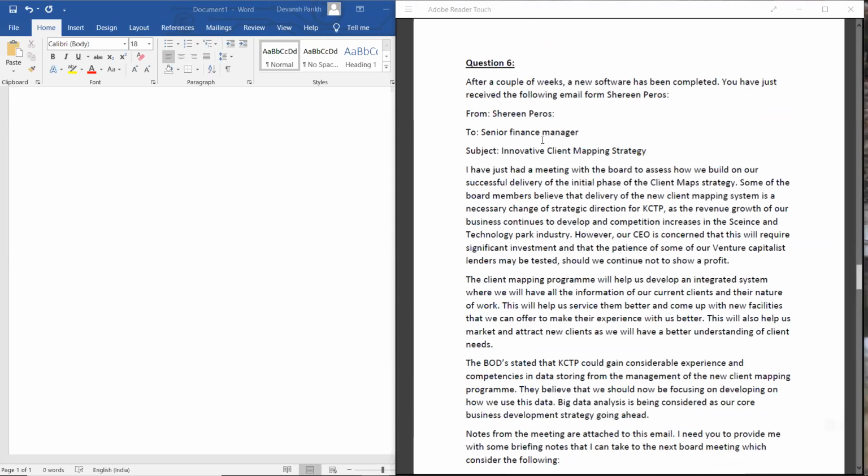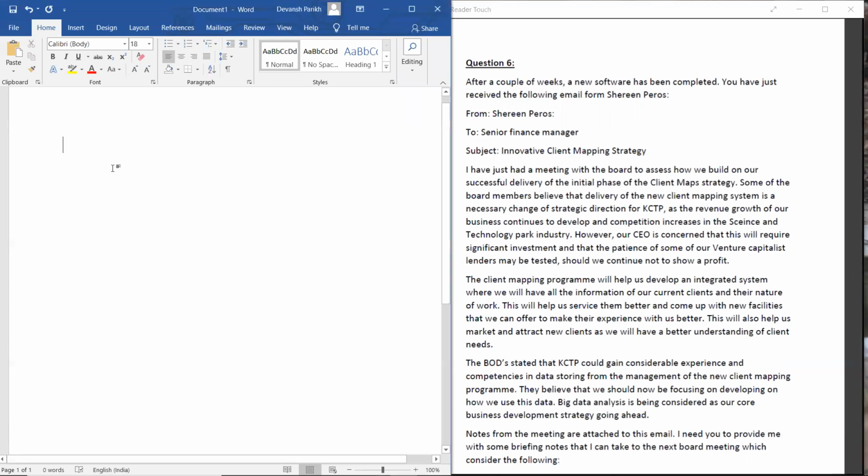So from Shireen Peros to the finance manager, the subject is innovative client mapping strategy. So I've just had a meeting with the board to assess how we build on our successful delivery of the initial phase of the client mapping strategy. Some of the board members believe that the delivery of the new client mapping strategy is a necessary change of strategic direction for KCTP, as the revenue growth of our business continues to develop and competition increases in the science and technology park industry. So from the very onset, I am seeing a theme.